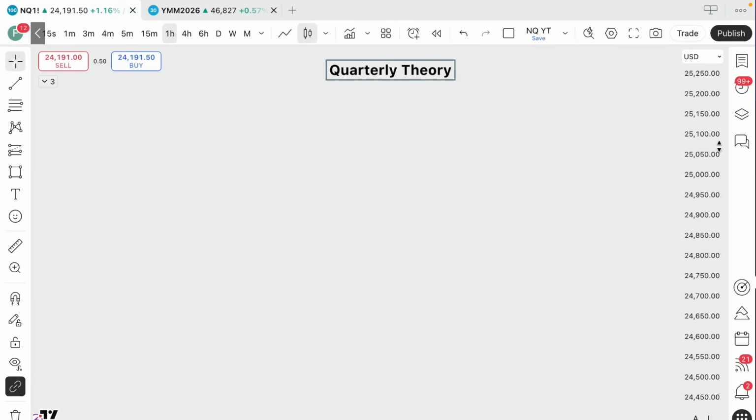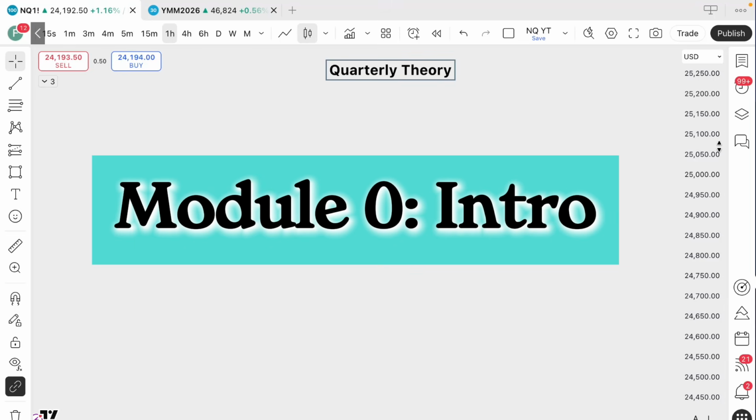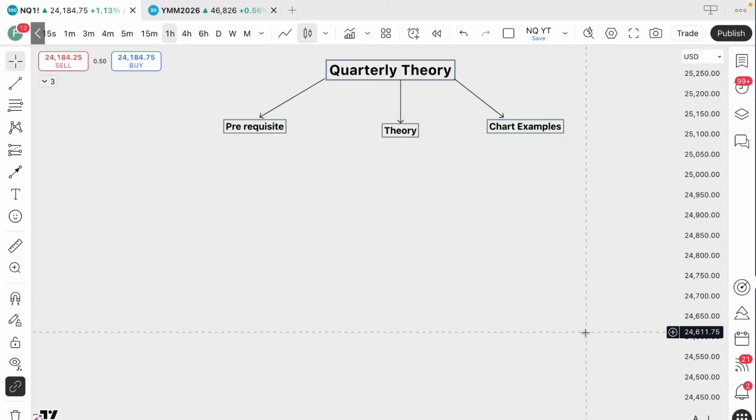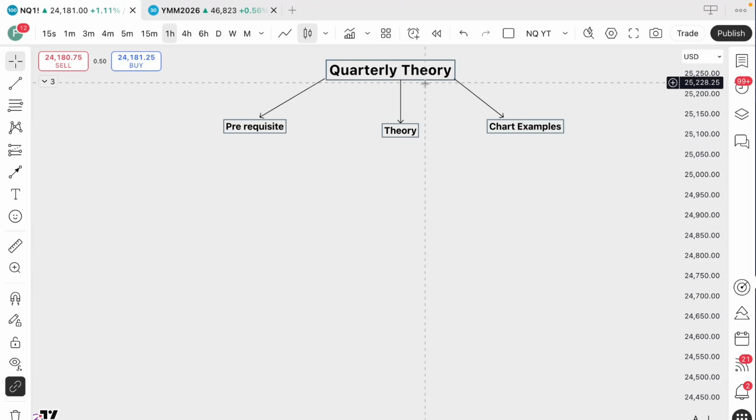Hi guys, in this video we're going to talk about quarterly theory. This is the best way to fractalize the market in terms of both time and price, and you will soon realize why. The video is going to be divided into three main sections. First, you need to have some prerequisites to be able to understand quarterly theory. Then we're going over the theory, and finally we'll conclude with some chart examples.